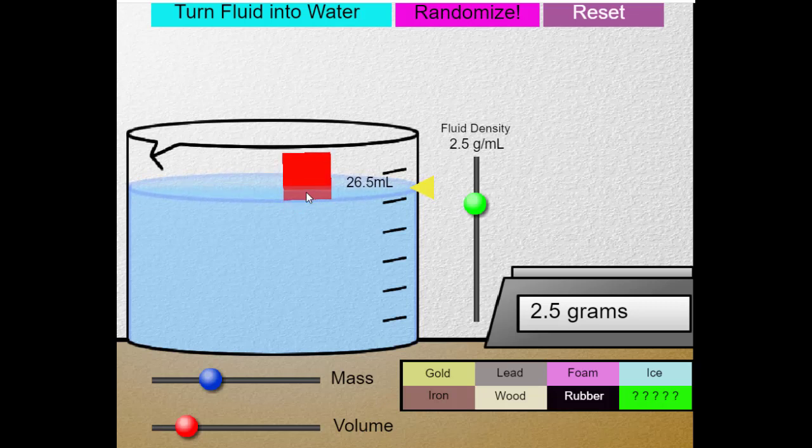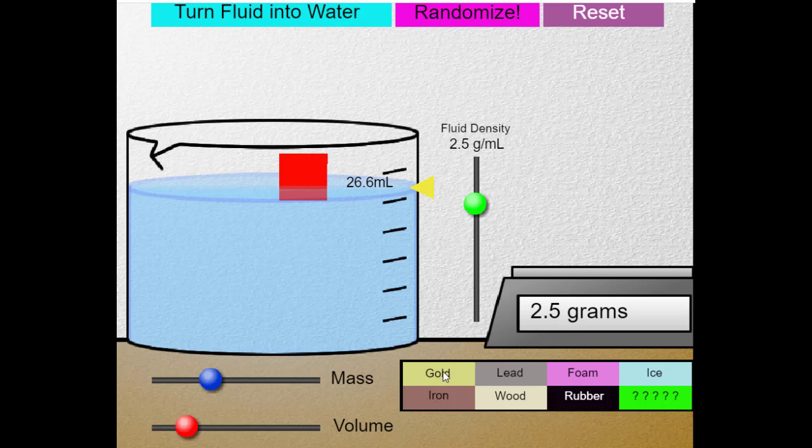As my volume. So to find the density, I'm going to do 2.5, which is my mass, divided by my volume. And again, we said that as 4.1. And I would get a density of 0.61 grams per milliliter. 0.61 is smaller than the density of this liquid, which is 2.5, so therefore it floats.